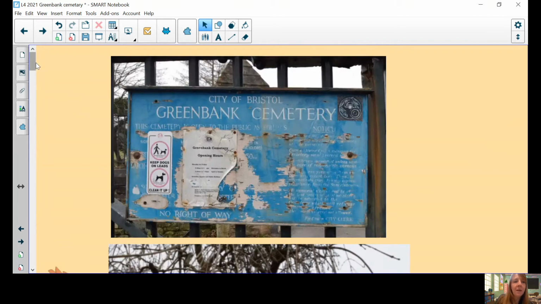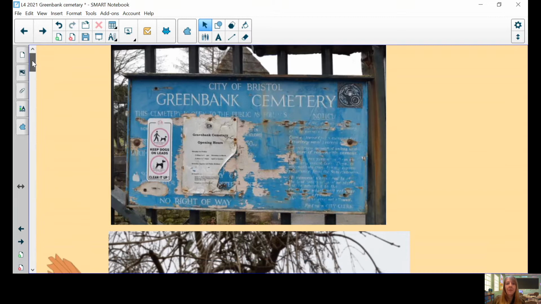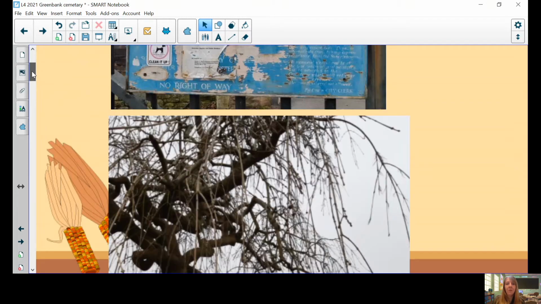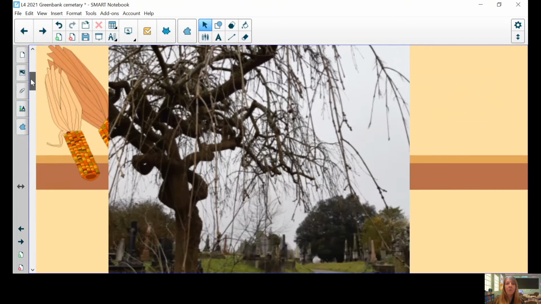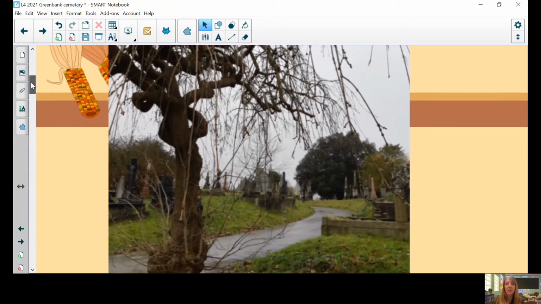On this page, I've put some different pictures of the graveyard. You'll be able to find them if you go onto the website yourself. So I'm going to scroll through these pictures, and you could imagine if you were going for a walk there, what it would be like.